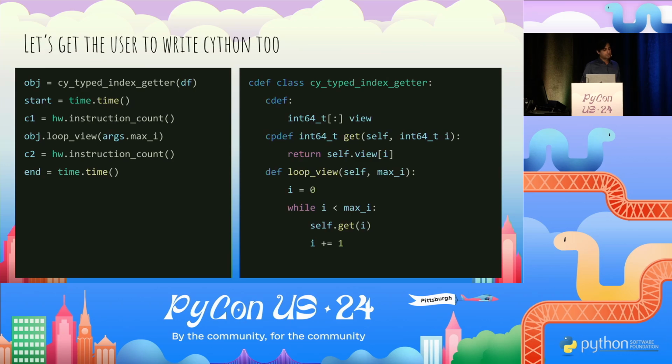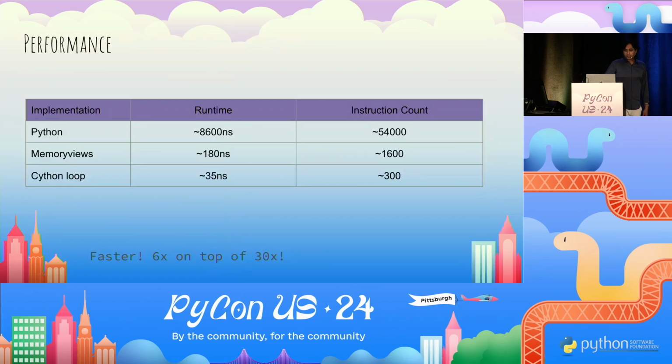What can we do more? We can move the loop into the Cython side as well, right? So now we're no longer calling a Python function 1,000 times. We're just letting Cython do the loop for us. And maybe Cython can do it a little faster, right? Turns out we get 150 nanoseconds more.